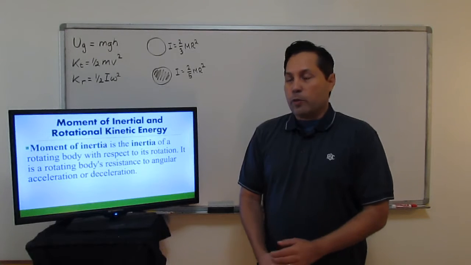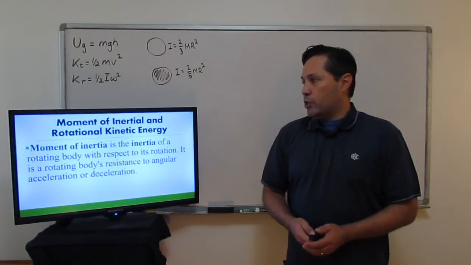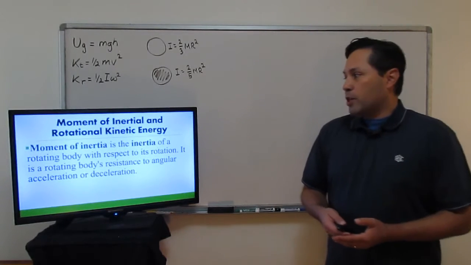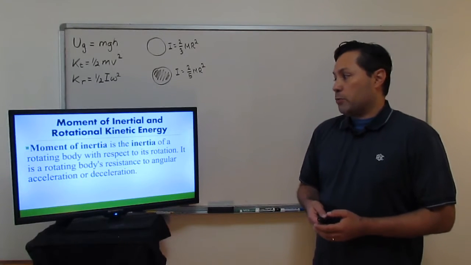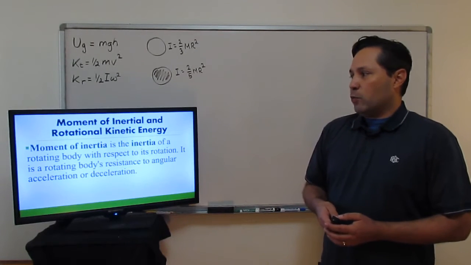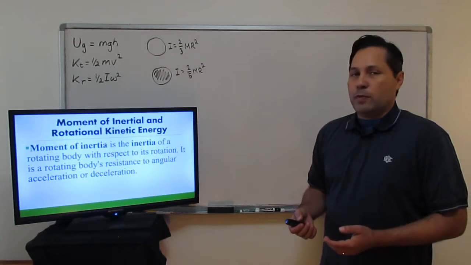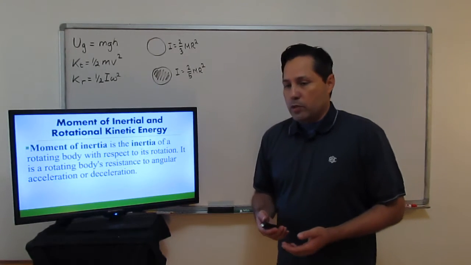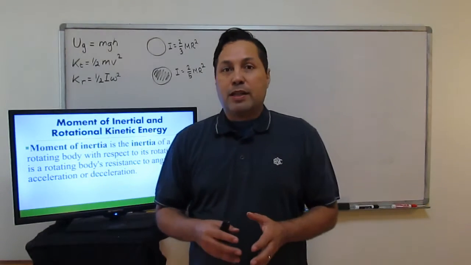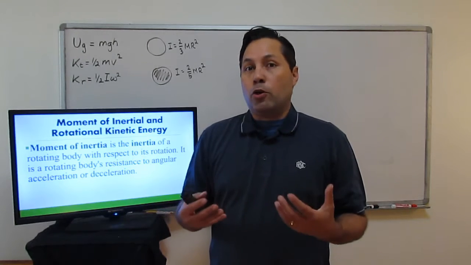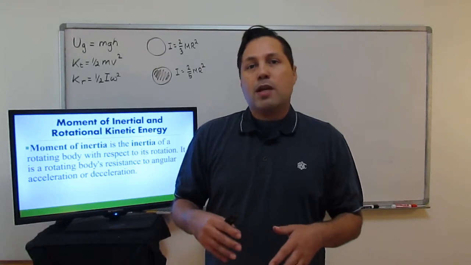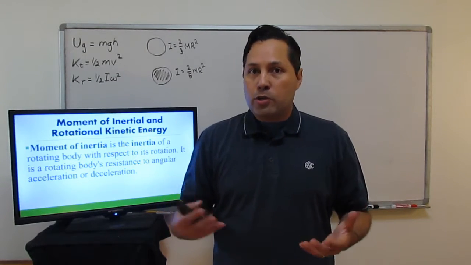Up next for us, we're going to take a look at moment of inertia and rotational kinetic energy. Moment of inertia is the inertia of a rotating body with respect to its rotation. It is a rotating body's resistance to angular acceleration or deceleration. So if you have an object that has a very large mass, that's going to have a lot of inertia. Also, if it has a very large radius, it's also going to have a lot of inertia.